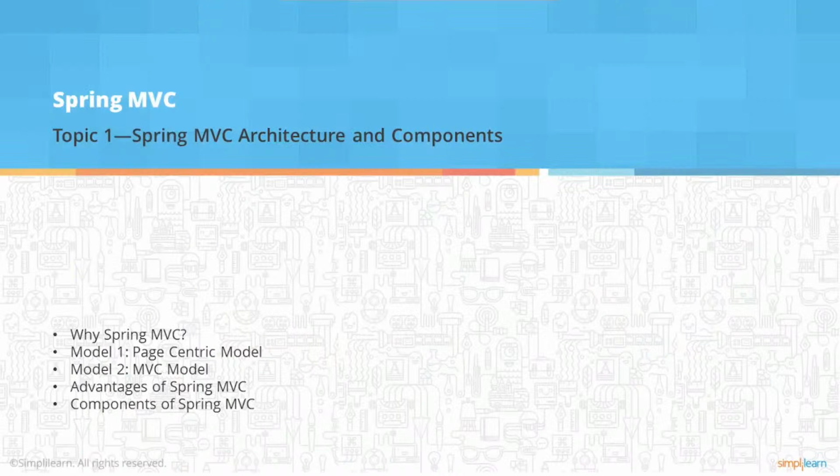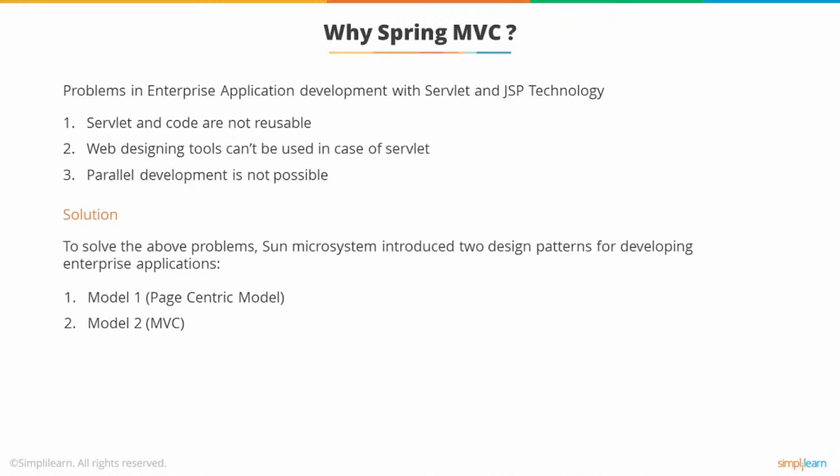Let's start with Spring MVC architecture and components. The problems in enterprise application development with Servlet and JSP: Servlet and JSP code are not reusable. Web designing tools can't be used in case of Servlet. Parallel development is not possible. To solve the problem, Sun Microsystems introduced two design patterns for developing enterprise applications.